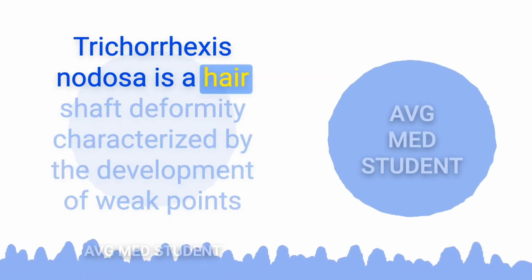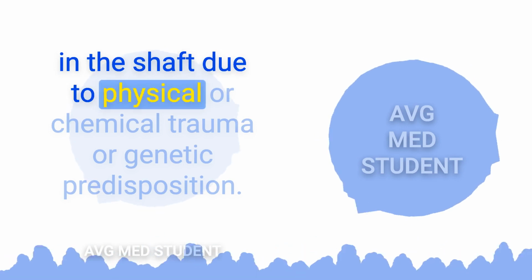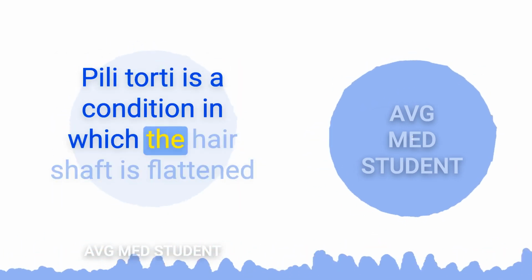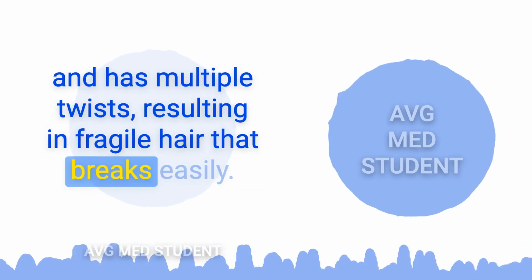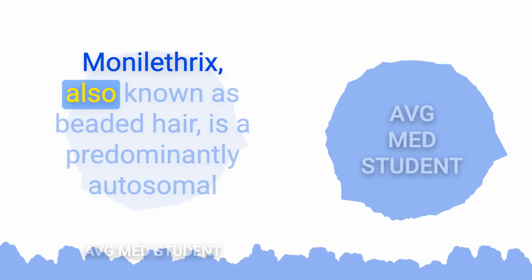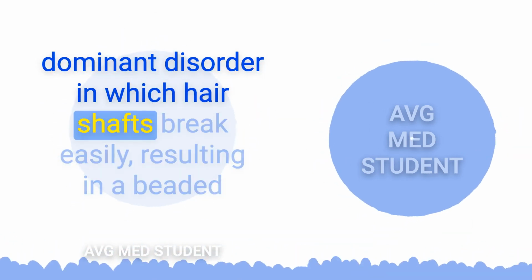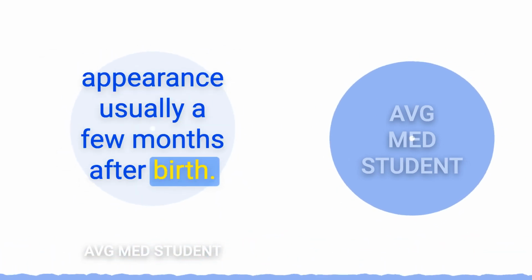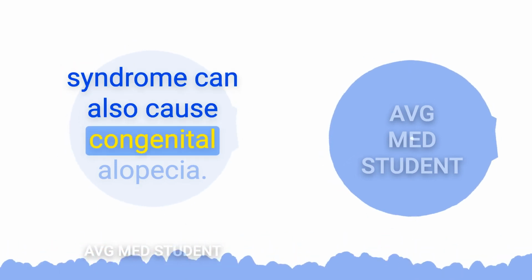For congenital alopecias, there are a few specific types that are worth mentioning. Trichorexis nodosa is a hair shaft deformity characterized by the development of weak points in the shaft due to physical or chemical trauma or genetic predisposition. Pili torti is a condition in which the hair shaft is flattened and has multiple twists, resulting in fragile hair that breaks easily. Monarthrix, also known as beaded hair, is a predominantly autosomal dominant disorder in which hair shafts break easily, resulting in a beaded appearance usually a few months after birth. Genetic syndromes such as Menkes disease and Netherton syndrome can also cause congenital alopecia.